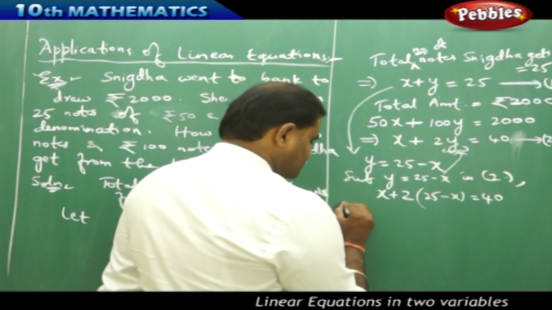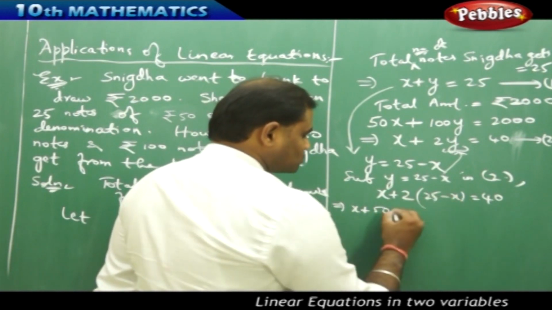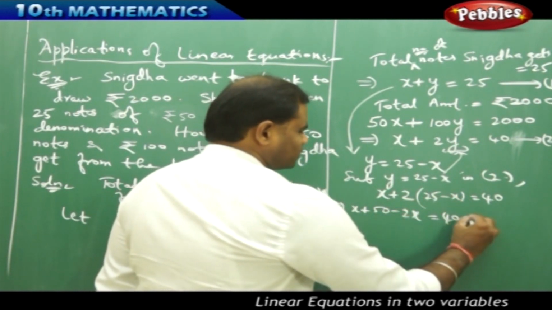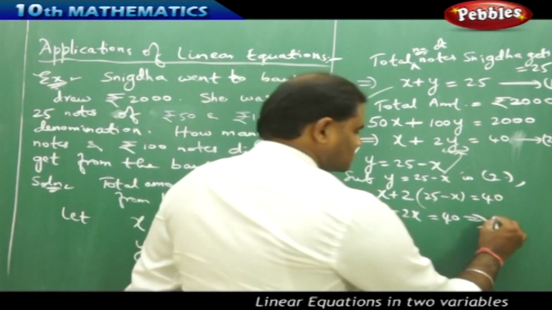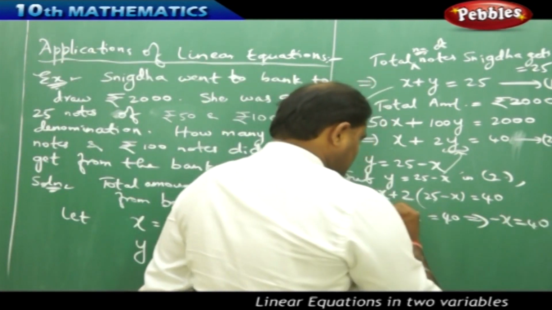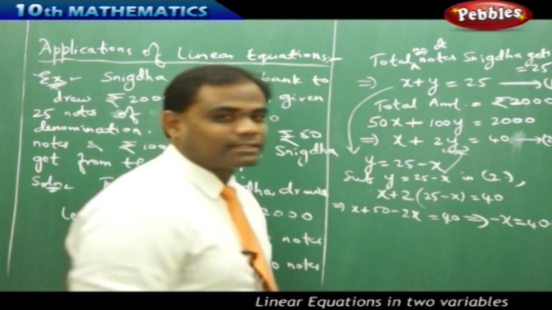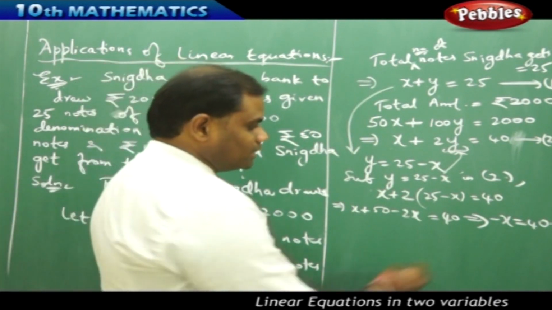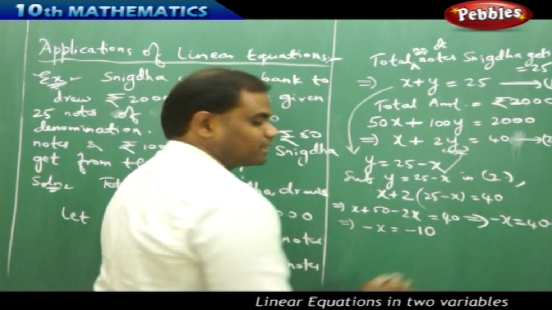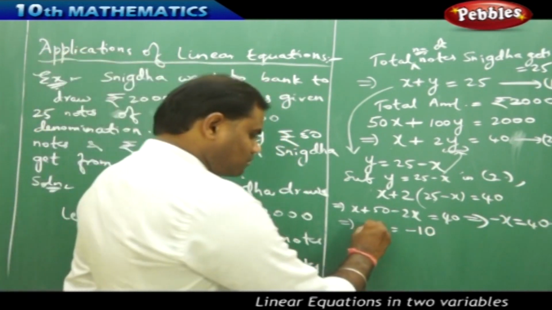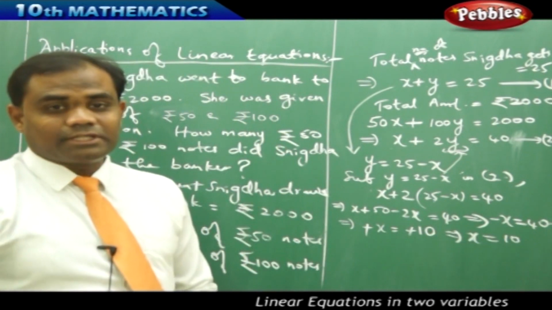So let's expand the brackets. That implies x plus 2 times 25, which is 50, minus 2 times x, minus 2x, is 40. On further simplification, x minus 2x is minus x, and 40 plus 50 comes to the right as minus 50. Finally this reduces to minus x equals 40 minus 50, which is negative 10. Cancelling minus on both sides, I finally get x equal to 10.